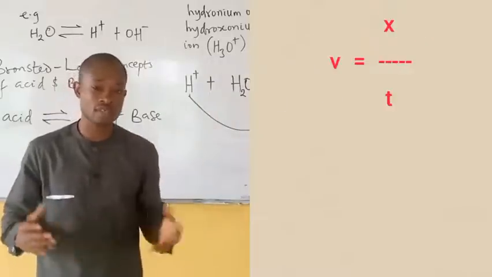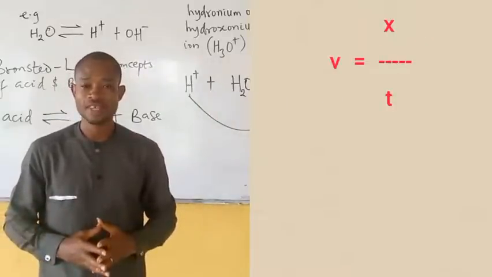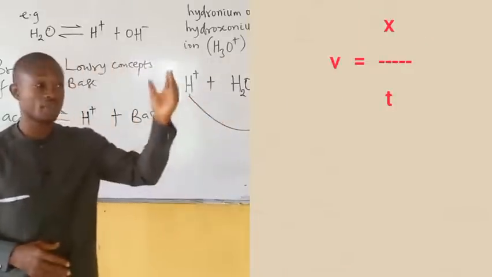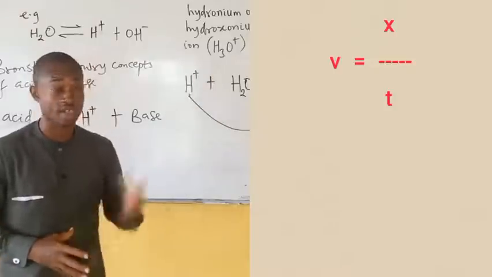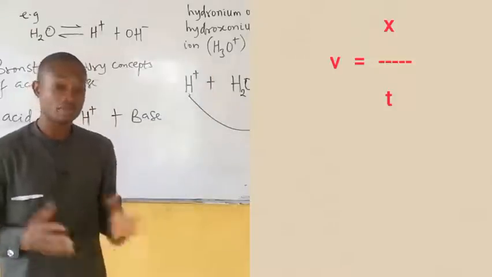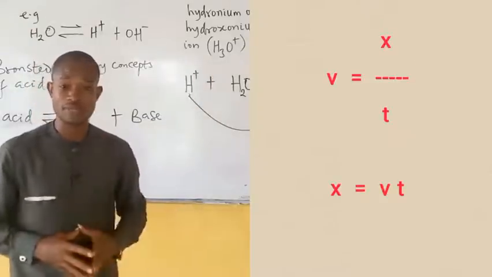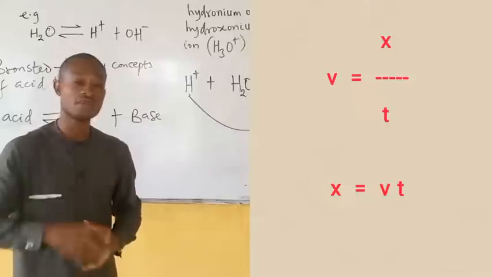Permit me to use x for distance. If speed v is equal to distance over time, that is x over t, and you cross multiply, you get the distance x to be equal to vt. Please take note of this.